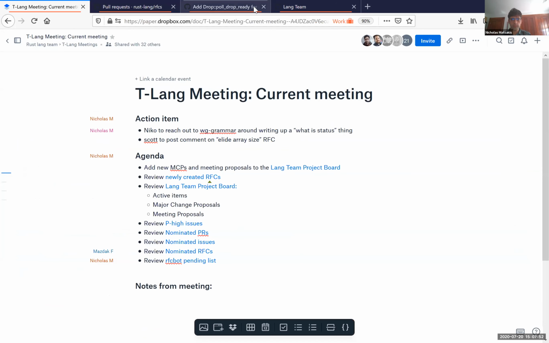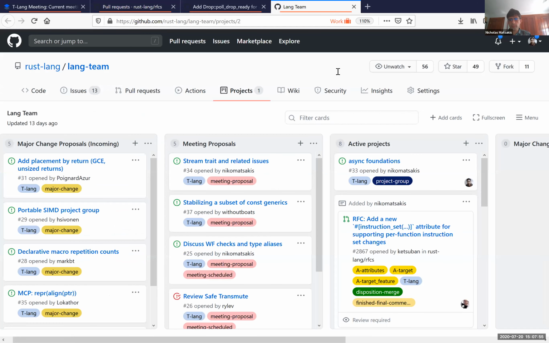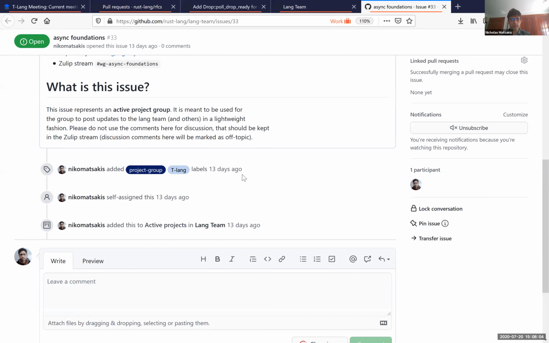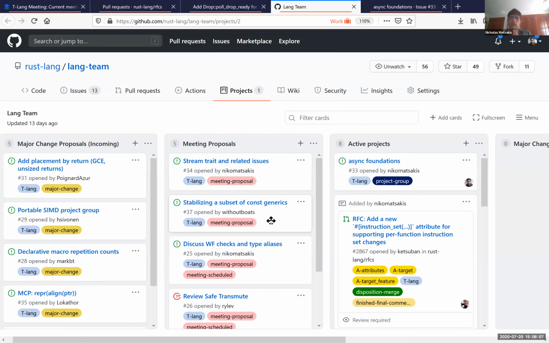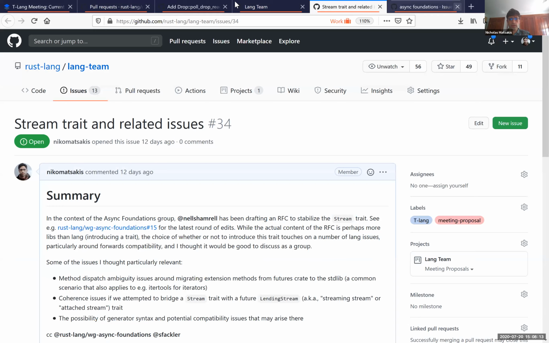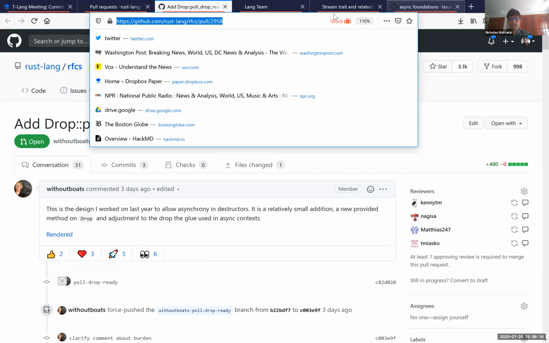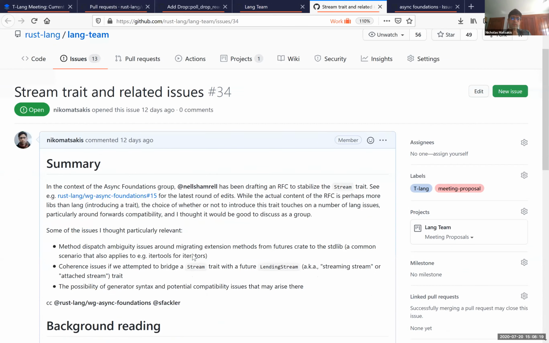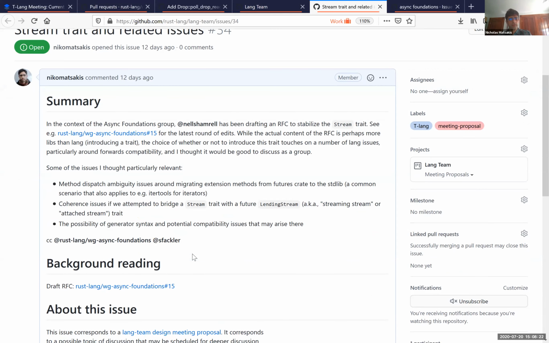We'll move on. Let's look at the project board. So, active projects. Async Foundations. I filed a meeting proposal relating to the stream trait. And I guess now there's also this async drop RFC. But we've been moving towards adding a trait for streams, for asynchronous streams. And I think there's a fair number of LangTeam interactions that come up in this proposal. So I'd like to talk about it in a meeting at some point.